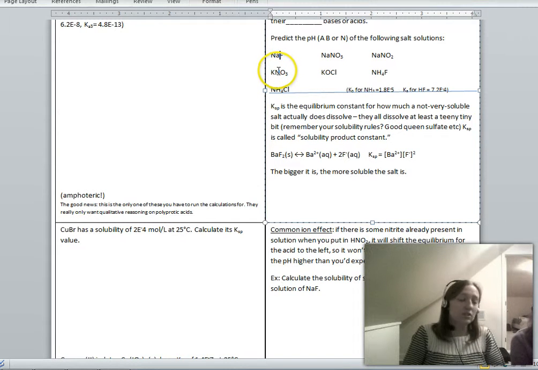KOH, which is strong, so K is irrelevant. NO3 is nitrate, which is from nitric acid, which is strong. Both irrelevant, so this one's neutral.